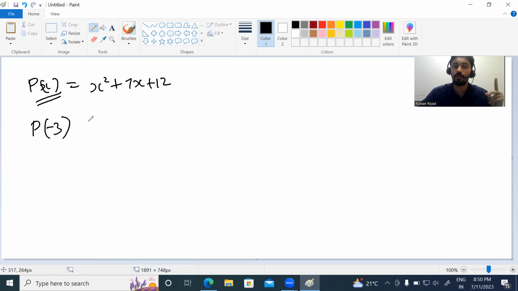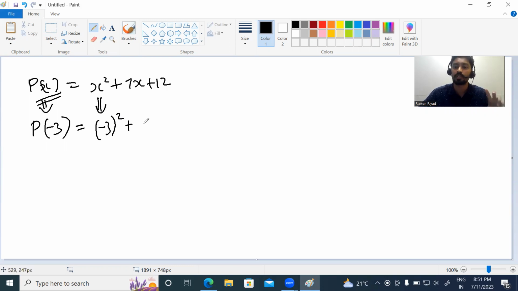So first we are putting minus 3. So this polynomial P of x becomes P of minus 3. That means wherever you can see x, you can put minus 3 in the place of that, or you can substitute minus 3 for x. So what will happen? First one is x square. If you put minus 3 in the place of that x, that becomes minus 3 square. Just minus 3 in the place of x. Plus 7x.